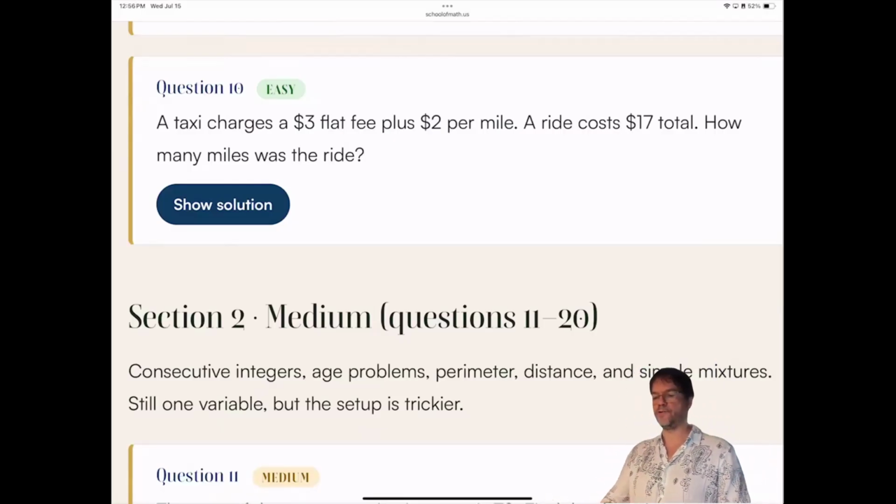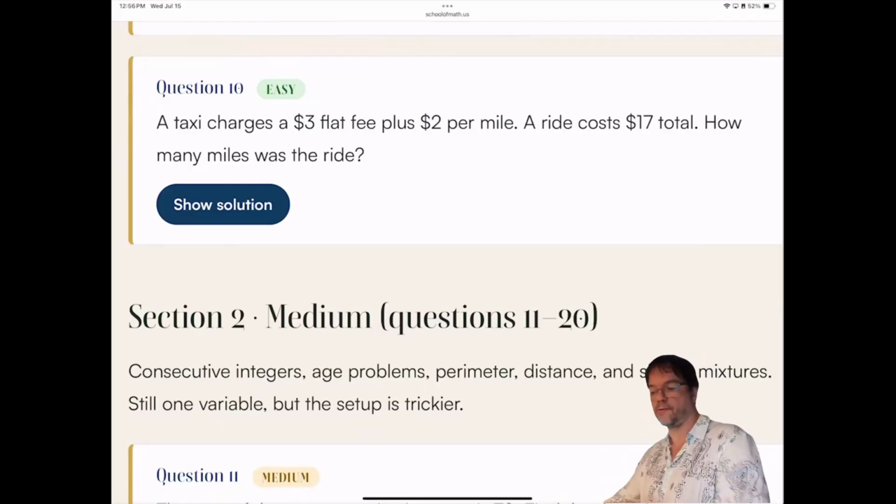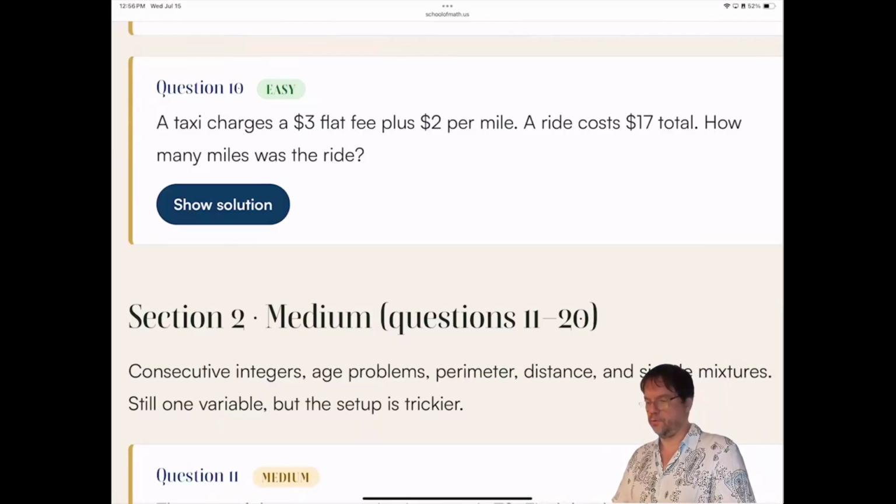Okay, now we are jumping to medium level questions. Okay? Are you prepared? Yep. Do question 11.